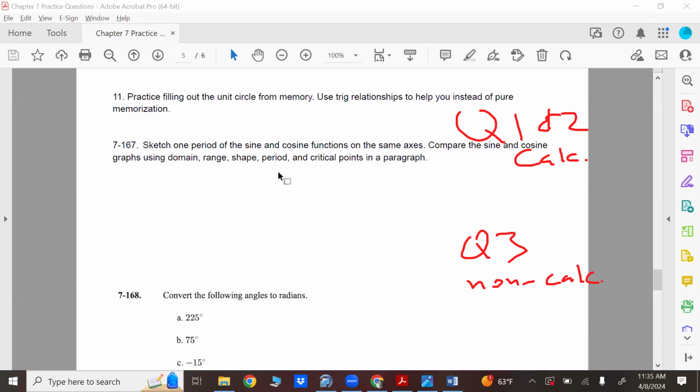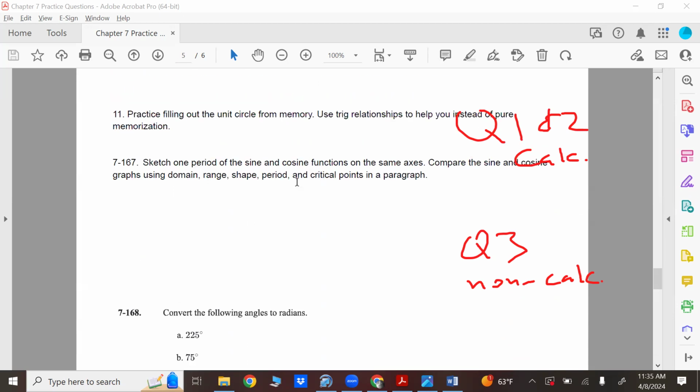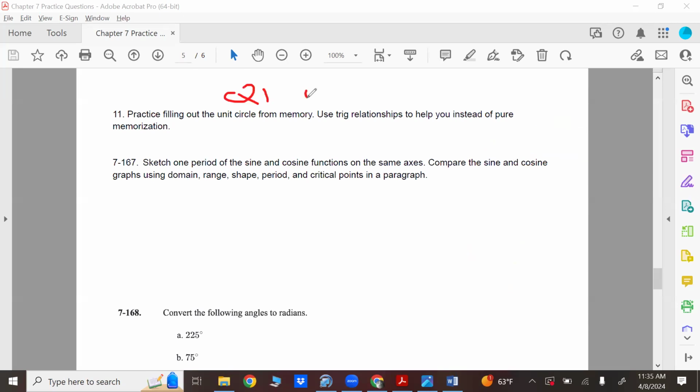Exactly. Correct. Which one? Well, look, 7167. What's 11? Oh no, 11, that's question... Oh, sorry, I didn't see 11. No, that's going to be like question 1 of the non-calc. But it's going to be partially filled out for you guys. Sorry, I totally glossed over that. My bad. I just completely missed it.